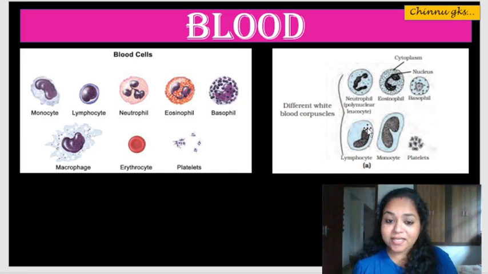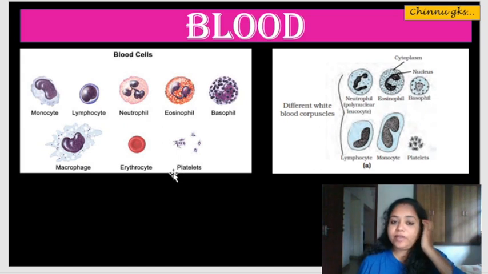So what are these? These are the different names of the WBC. Monocyte, lymphocyte, neutrophil, eosinophil and basophil. These are the different types of WBC.